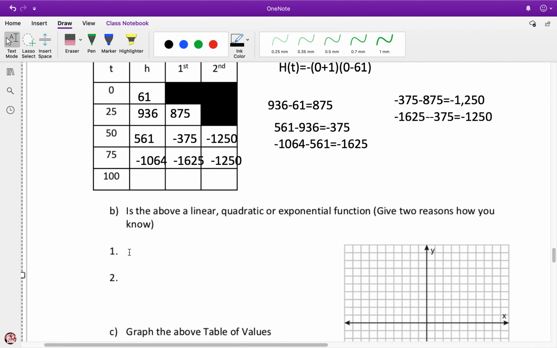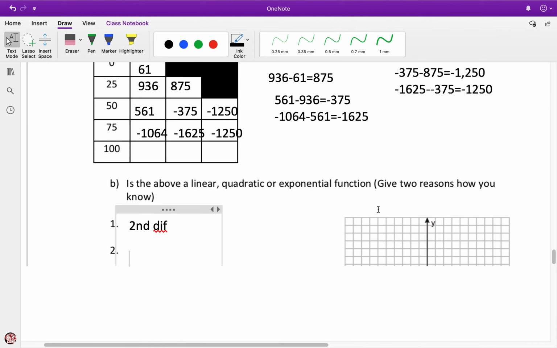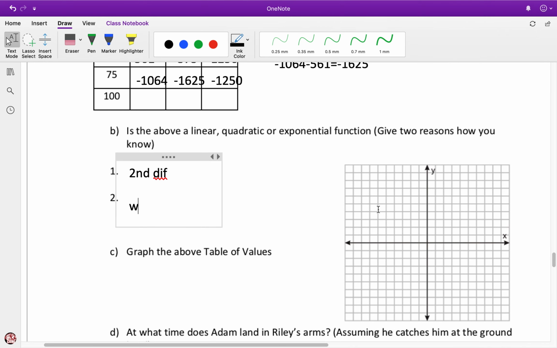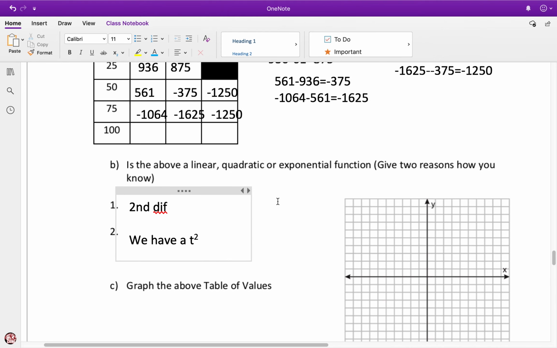So how do we know? Well, second differences, plus I didn't mark you for this because I gave you the equation a different way. If we follow this out, we would have t squared, which means quadratic. Anything with a square on it as the highest degree. All right, let's sketch the graph.